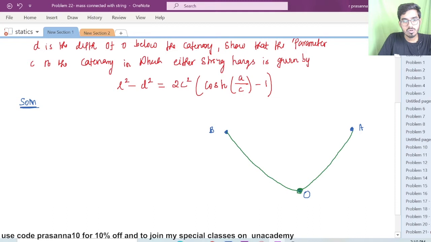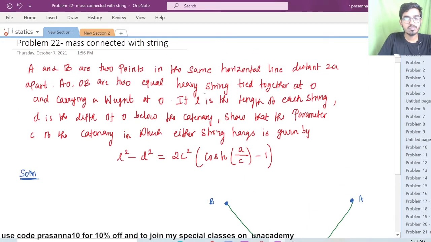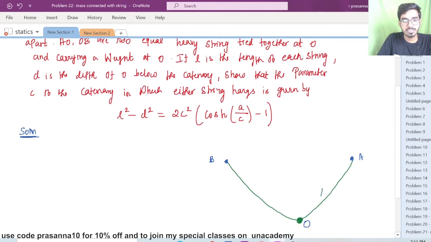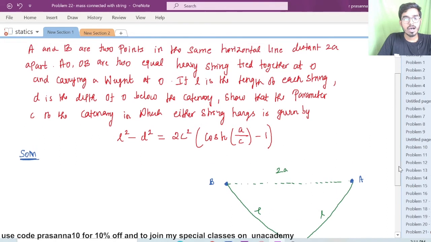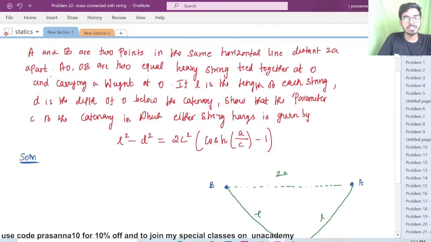So from O, we are tying a string AO, and we are tying another string OB. Both are of equal length. If L is the length of each, then the length of each string is L. So this is L, this is L, and overall it will be 2L. The distance between A and B is 2A apart.